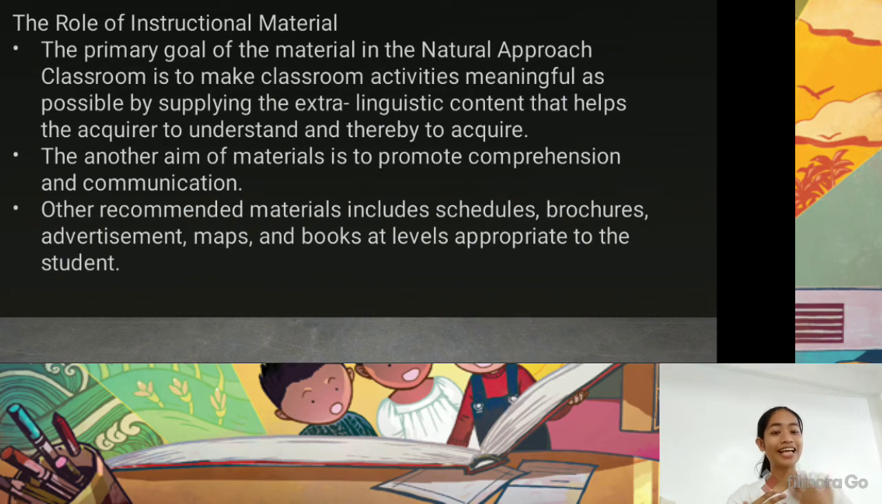The last in the natural approach classroom is the instructional materials. The primary goal of the materials in the natural approach is to make the classroom activities as meaningful as possible by supplying the extra-linguistic content that helps the acquirer to understand and thereby to acquire. Another aim of materials is to promote comprehension and communication. They also facilitate the acquisition of a large vocabulary within the classroom. Other recommended materials include schedules, brochures, advertisements, maps, and books at a level appropriate to the students.